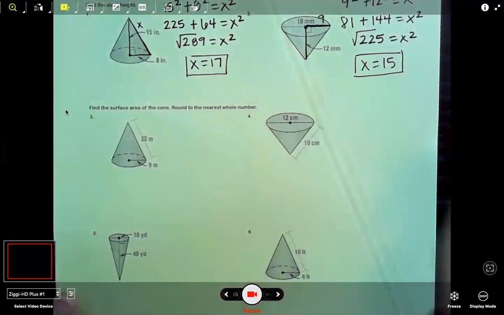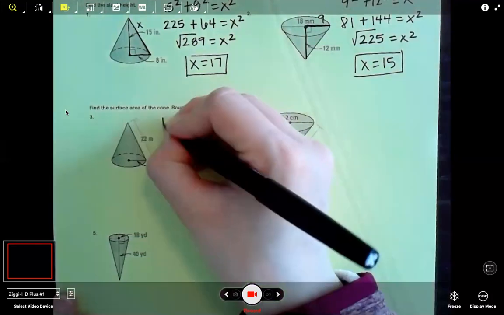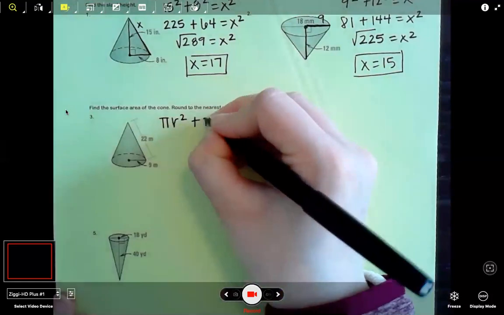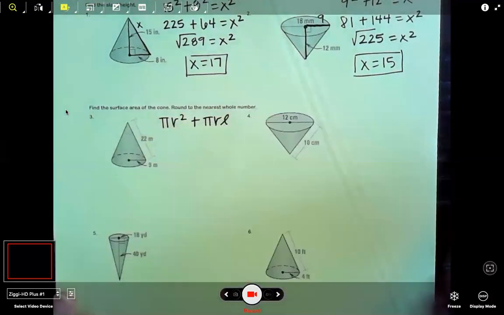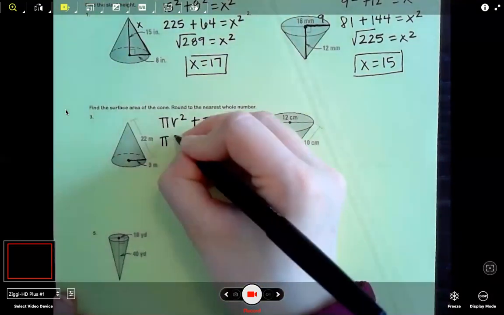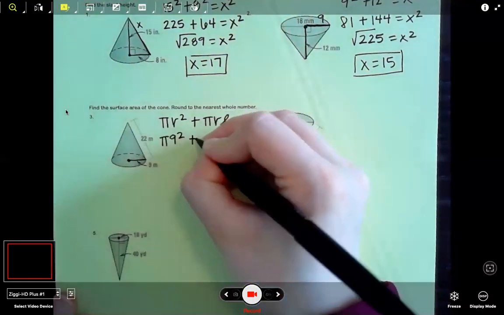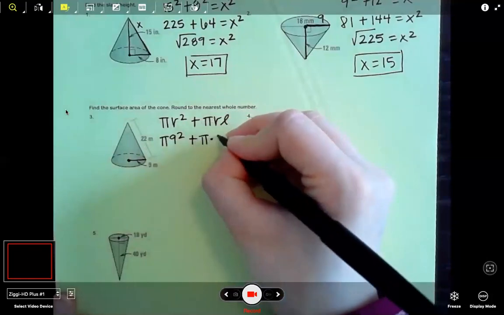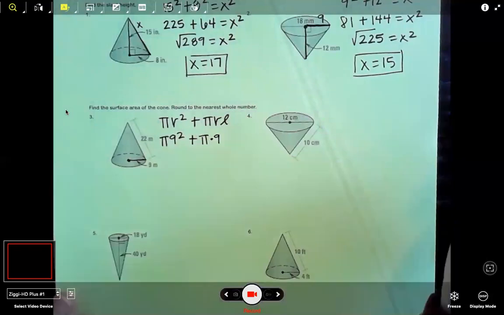Okay, so I'm gonna write my formula, pi r squared plus pi r L. Do we know what our radius is on this first one? Oh, 9. Good job. So pi 9 squared plus pi times 9. Do we know our slant height? 22.